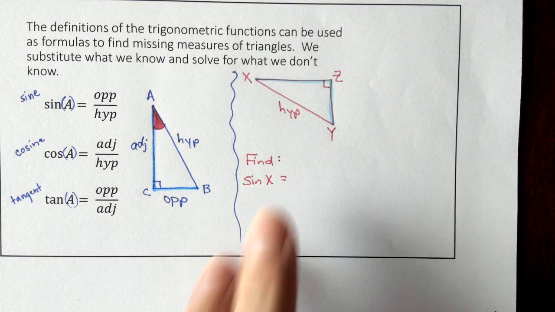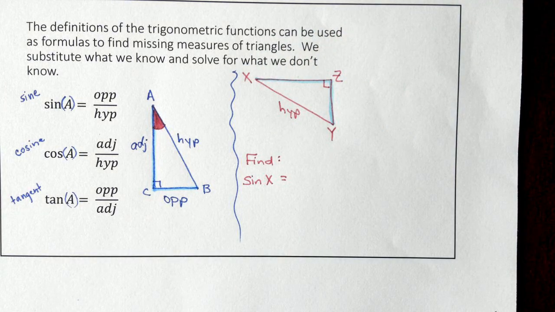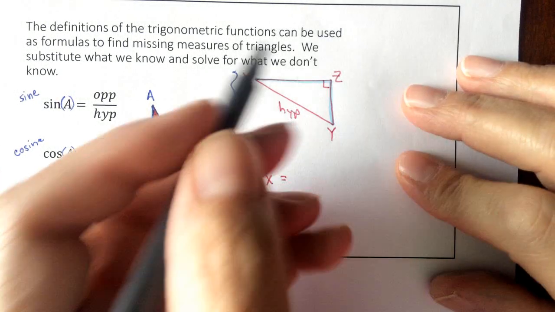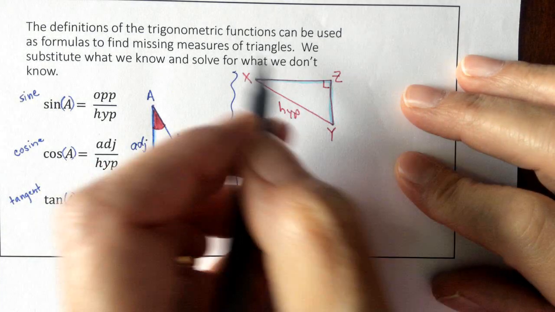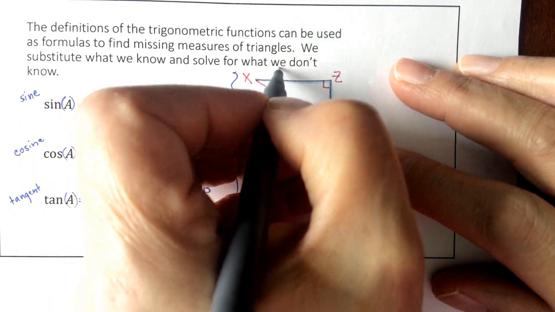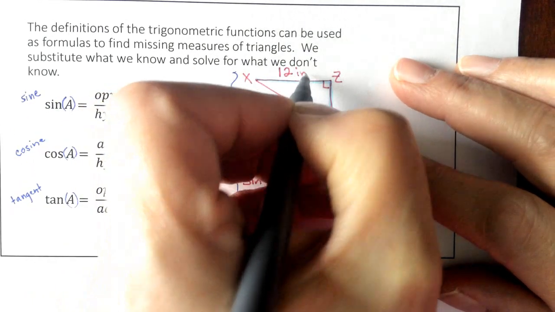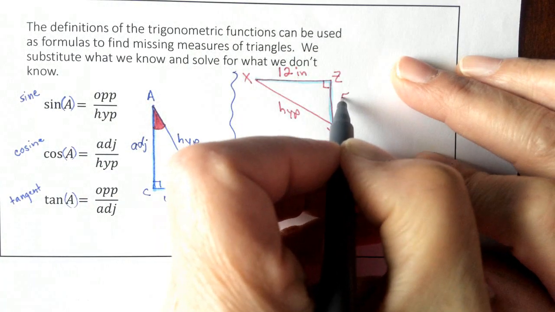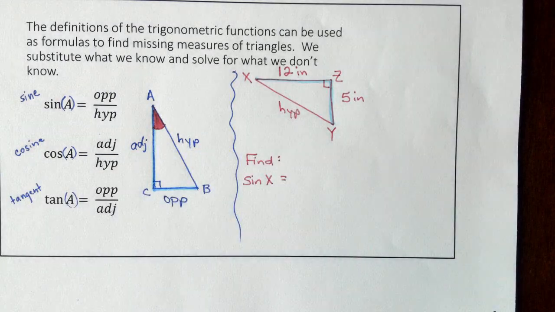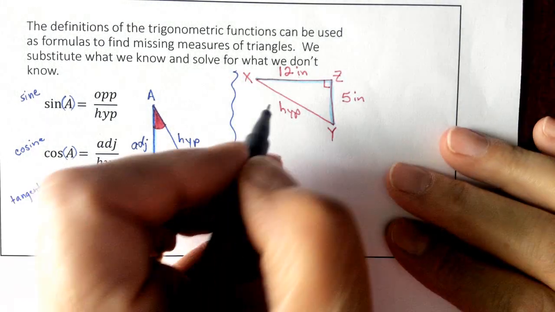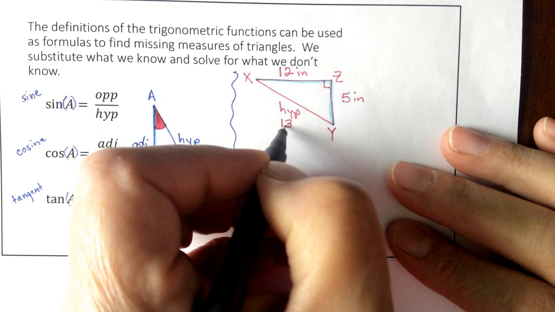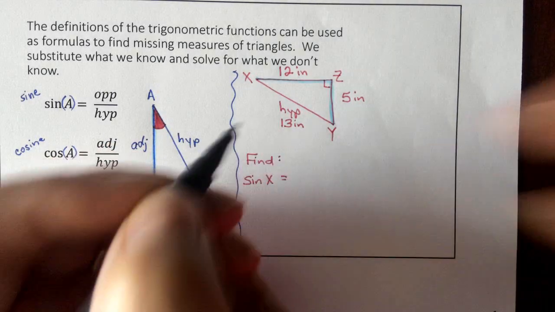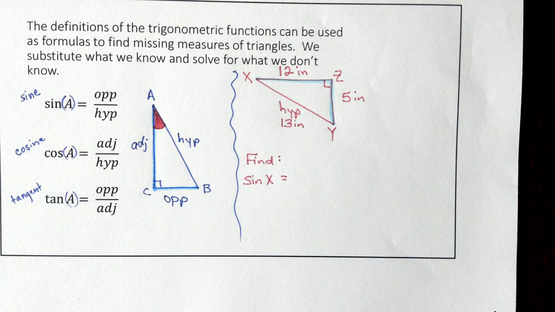Oh, you know what I forgot? I forgot to put some numbers on it. So let's get some numbers. Let's say that XZ is 12 inches, that ZY is 5 inches. That means the hypotenuse must be 13 inches because 5, 12, 13 is a Pythagorean triple. Now I have the side measures.